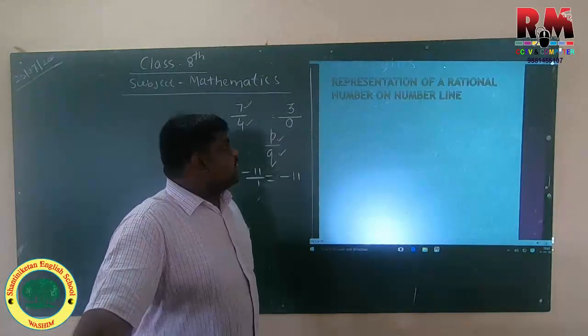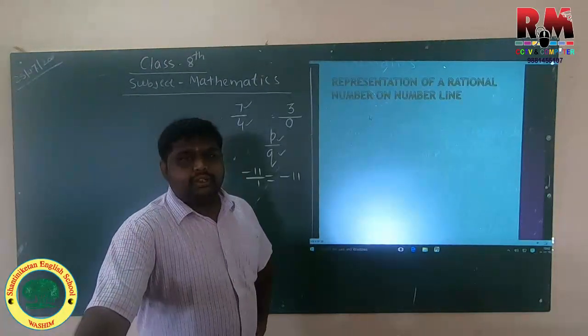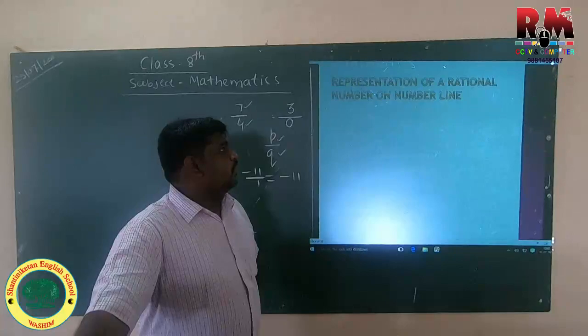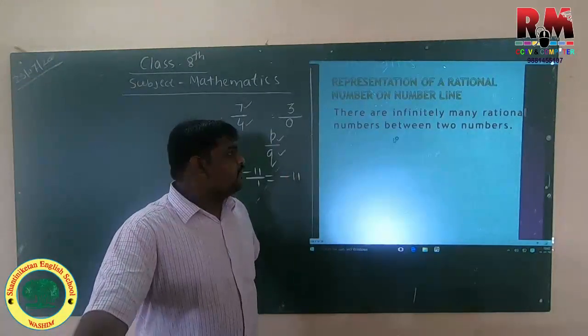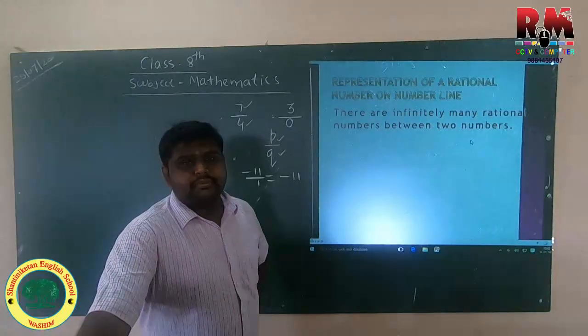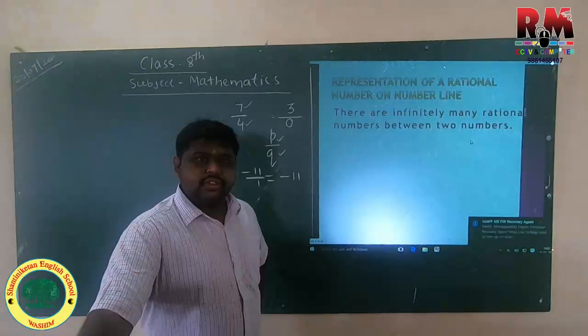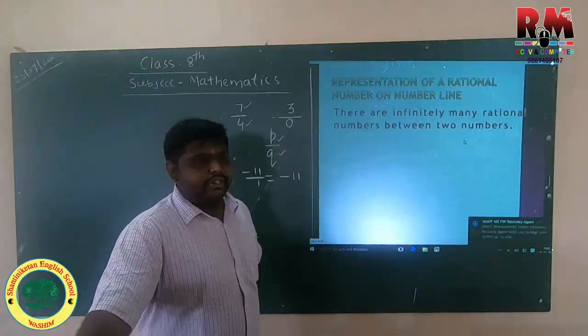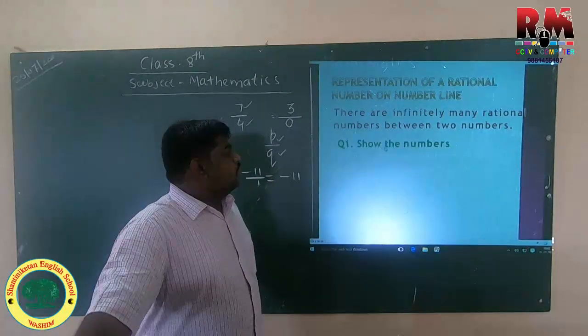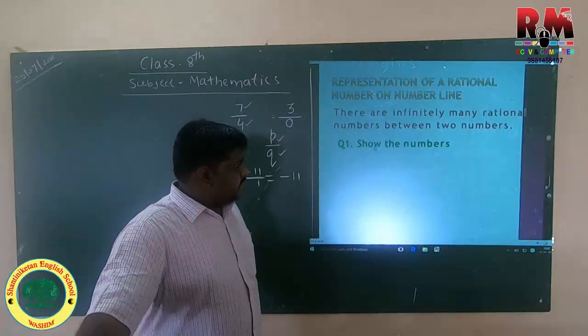Now first topic, that is representation of a rational number on a number line. We know there are infinitely many rational numbers between two numbers. If you consider any two numbers on the number line, there are infinitely many rational numbers in between them. Now let us consider an example.